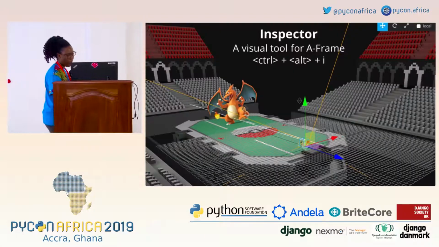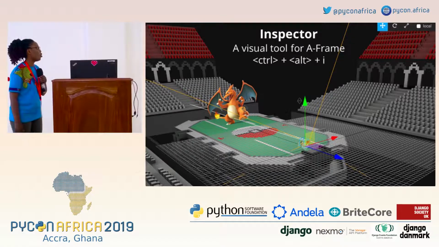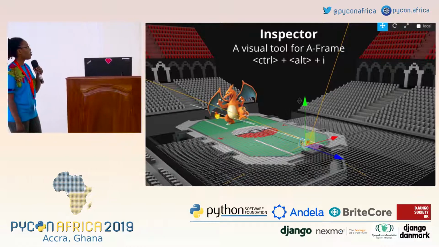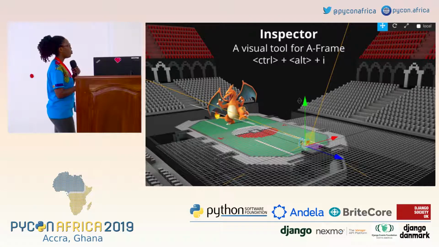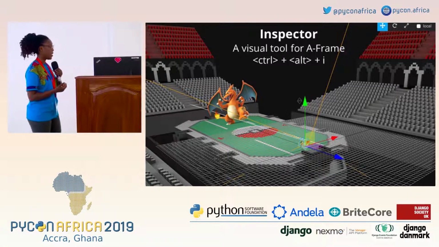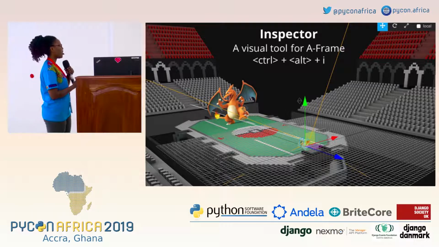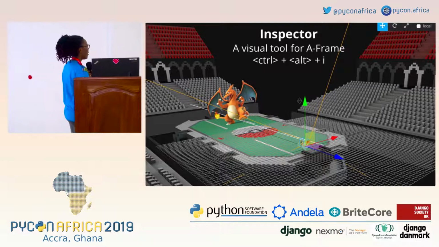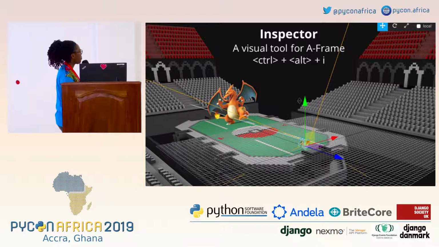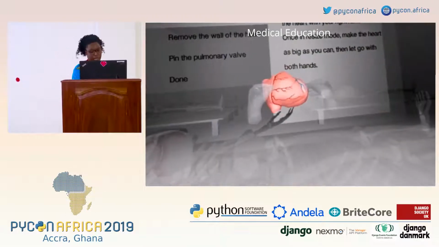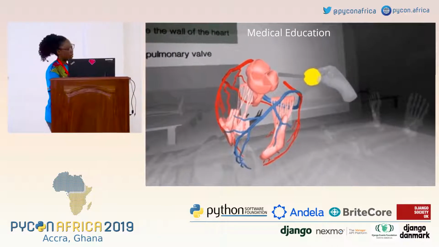We also have an inspector when you create your VR application. This is whereby you could view the object that you have just created and see how you can position it better in a more appropriate manner. So these are just some of the tools that you could use when you are creating your virtual reality app.